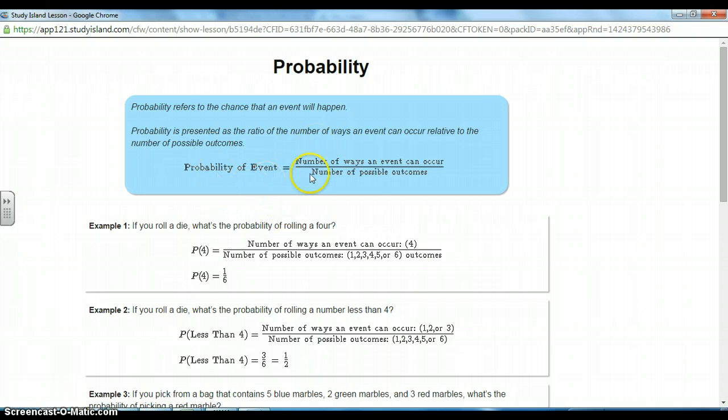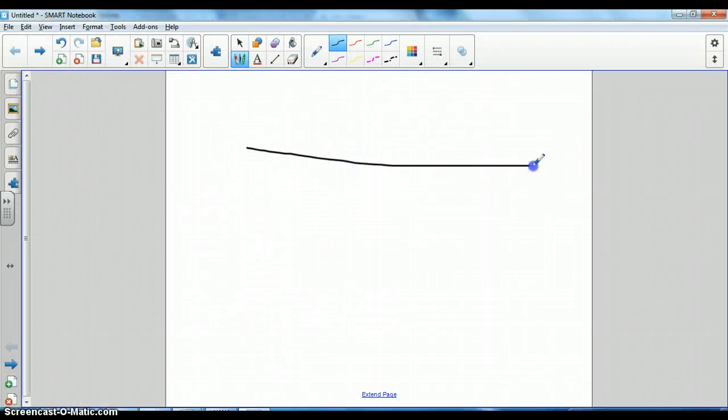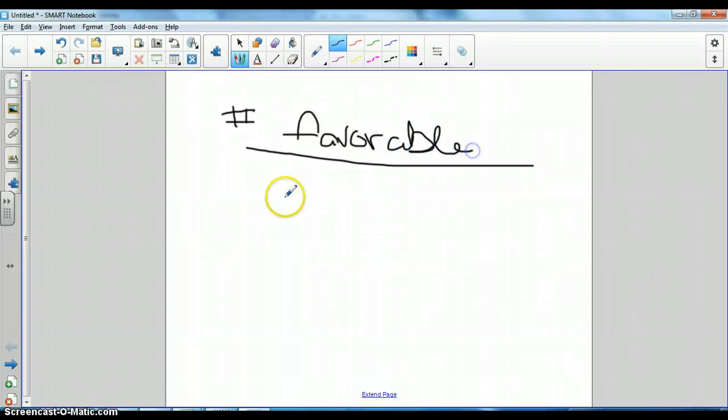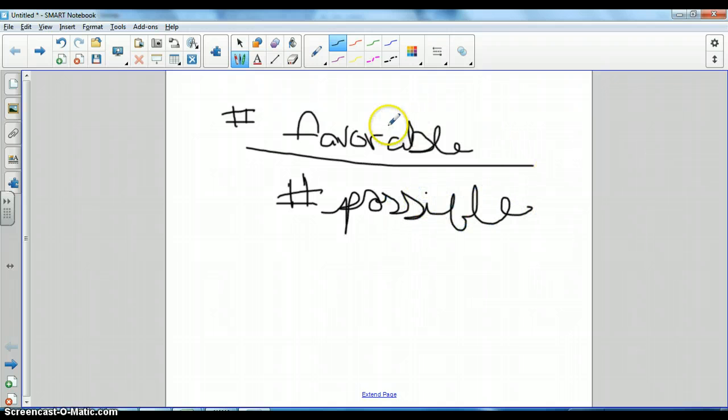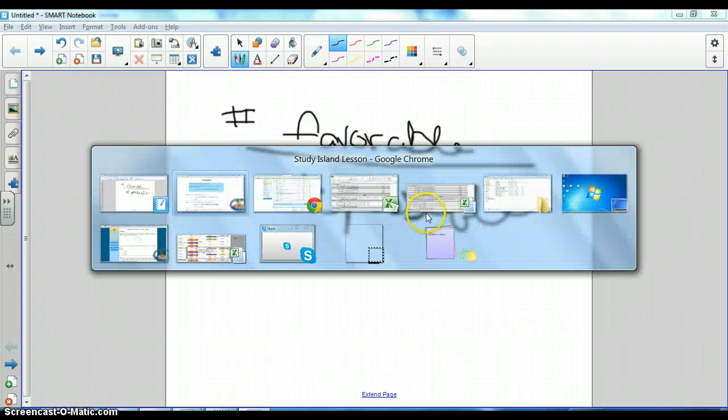The probability of something is the number of ways an event can occur and the number of possible outcomes. That's kind of confusing to me. I like to say probability is the number of favorable outcomes over the number of possible outcomes. And that'll make more sense as we do some examples. So I just want you to remember probability is the number of favorable outcomes over the number of possible outcomes.